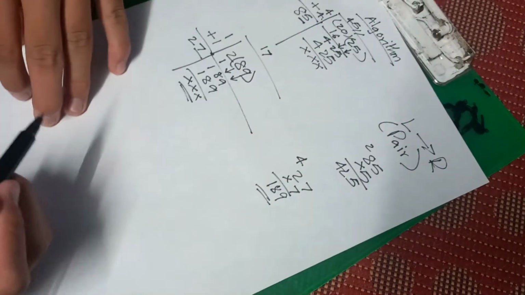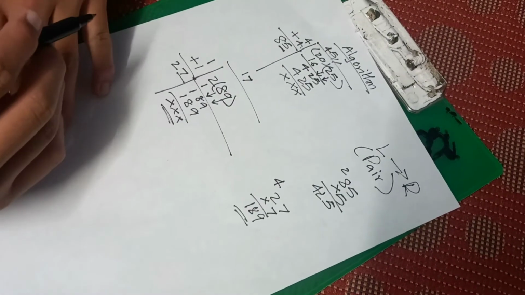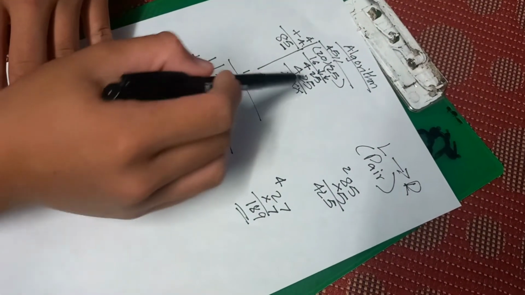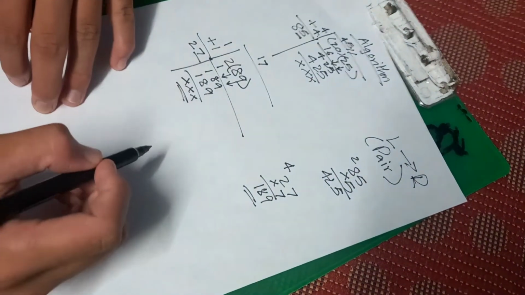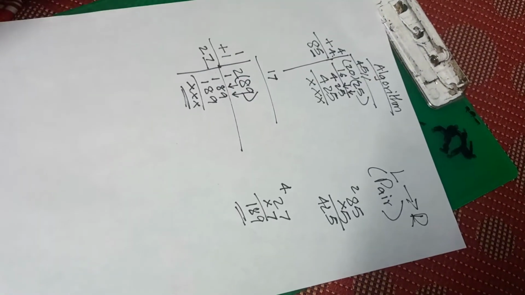So the algorithm is only this much. What we have to know about the algorithm is that first we have to make pairs, and we have to directly write the perfect squares. I hope you understood our topics.